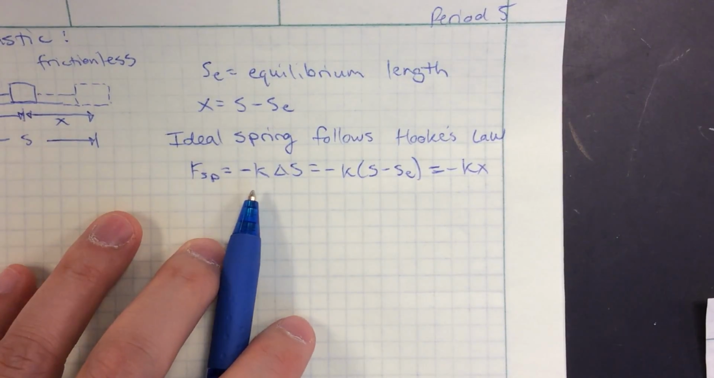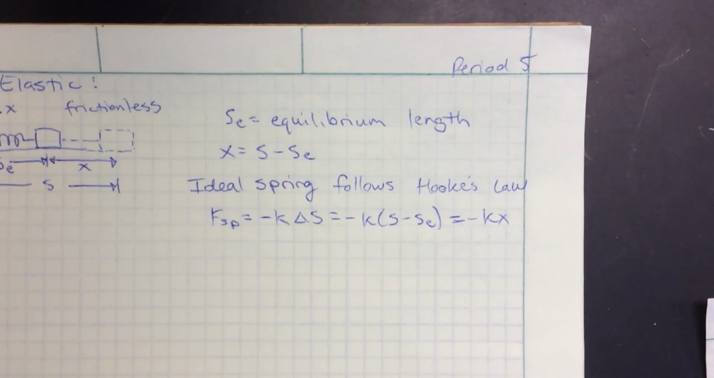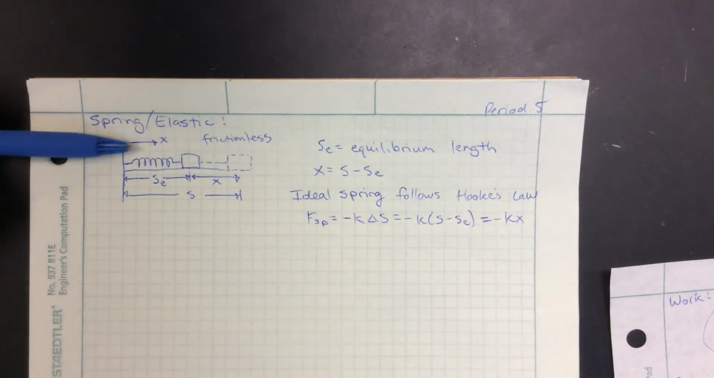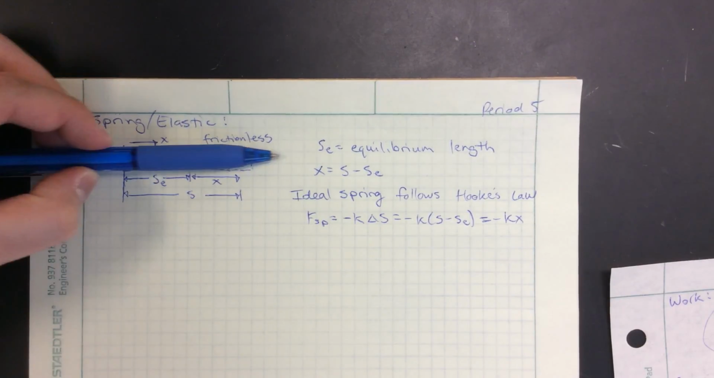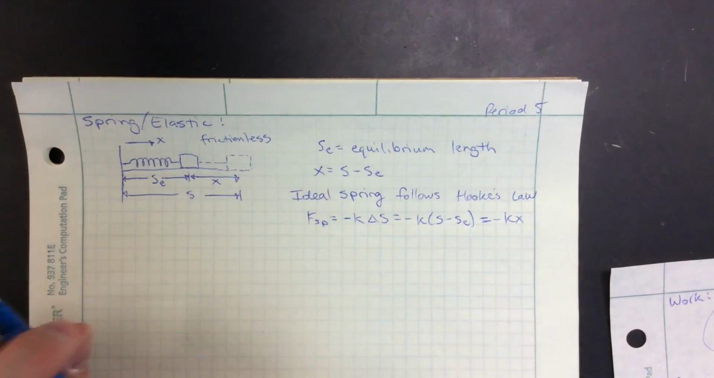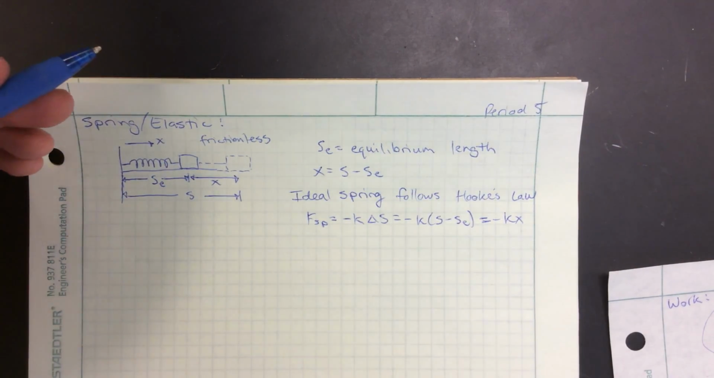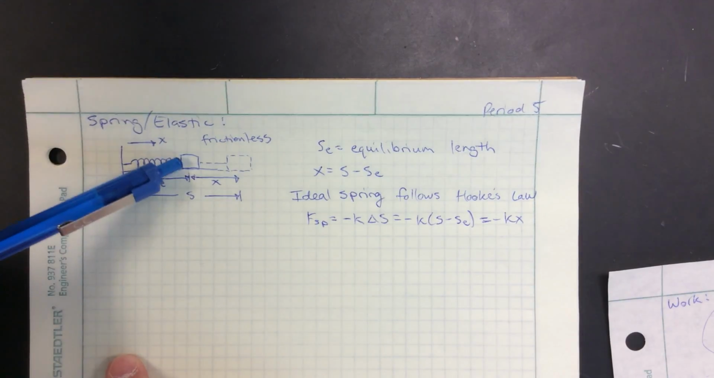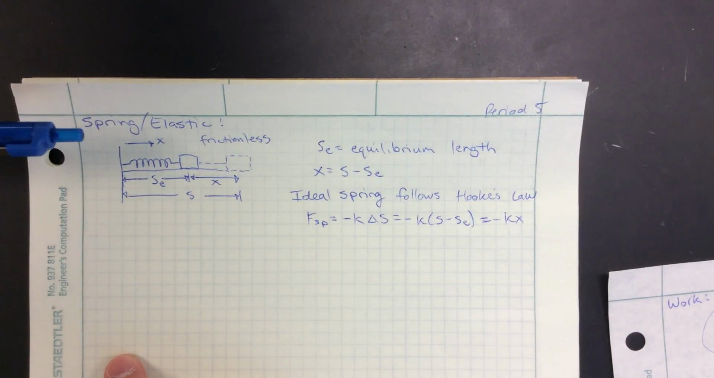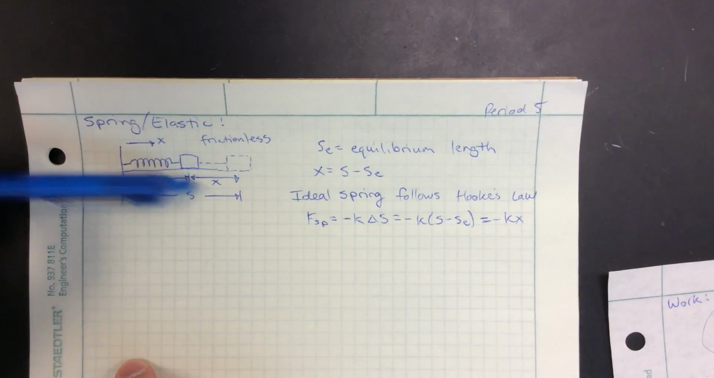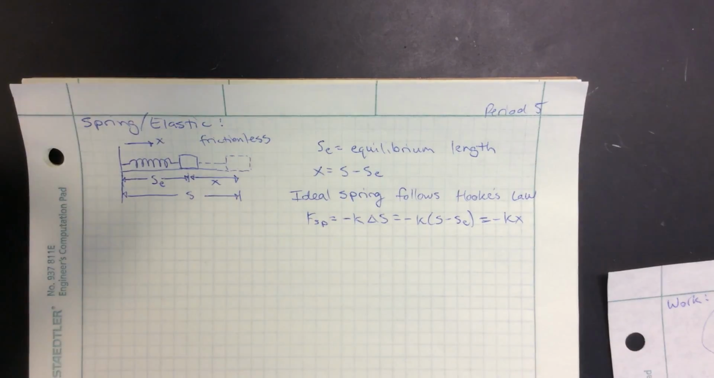The negative is to take into account that if you have a positive x stretch to the right, the force from the spring should be to the left. It's a restorative force. It should be opposing your changes in stretch. So if you now have x in the negative direction, your force will be in the positive direction. Okay, so positive x, negative F. Negative x, positive F. Something along those lines. Questions about that?